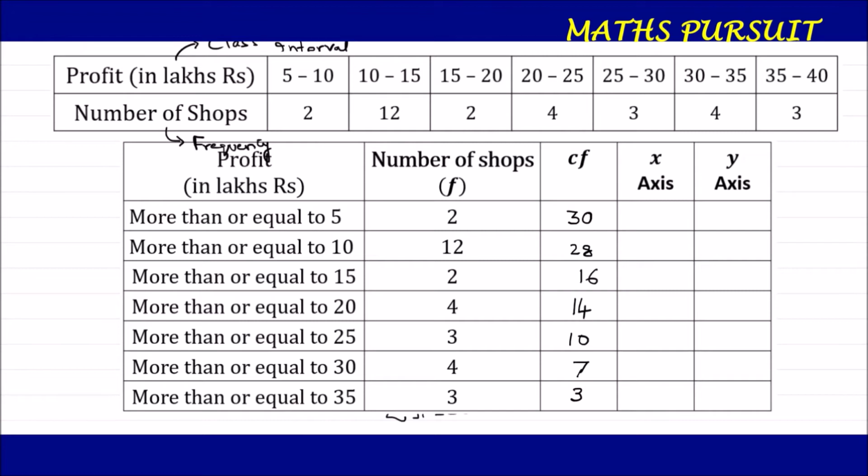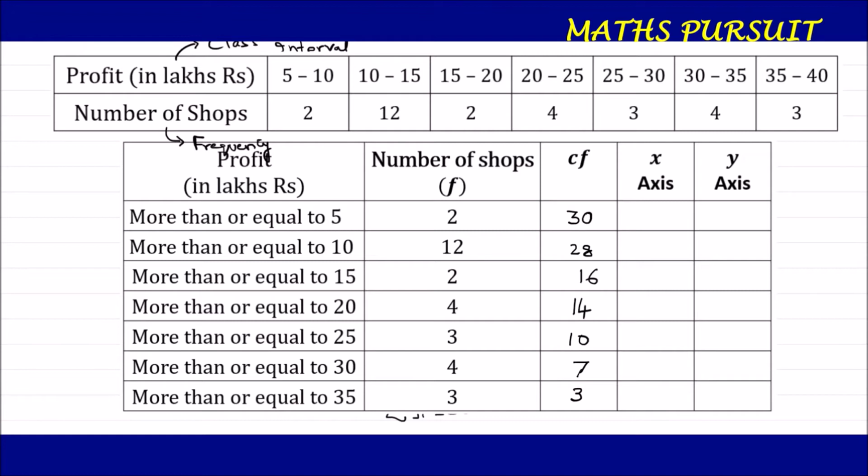Now guys, here I have written x-axis and y-axis. Now because we are going to draw a diagram, or a statistical figure or a curve, this curve is called the more than ogive curve. Now what is it that we are going to put here on the x-axis?